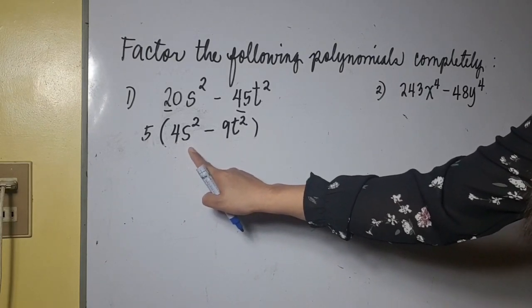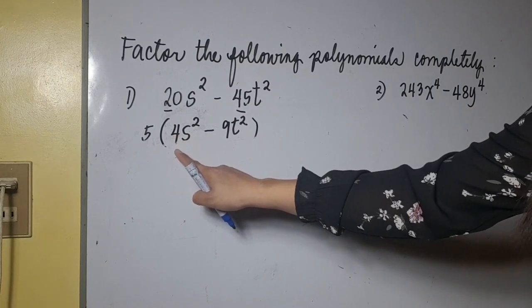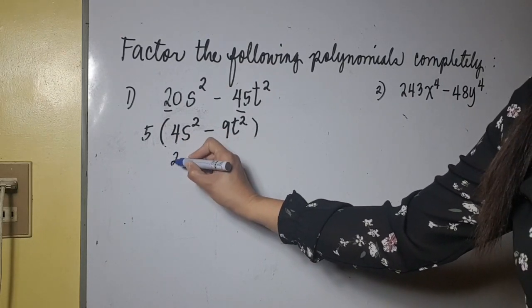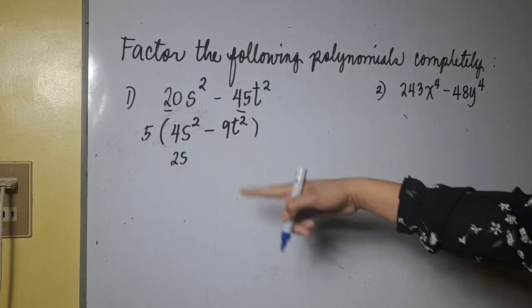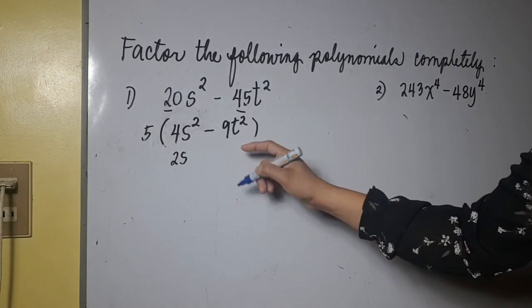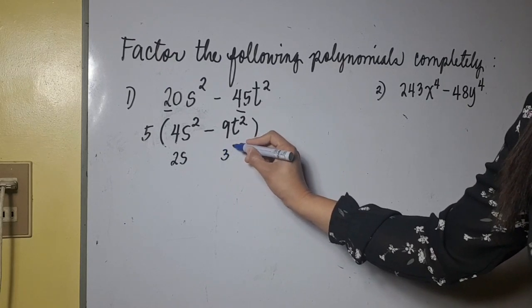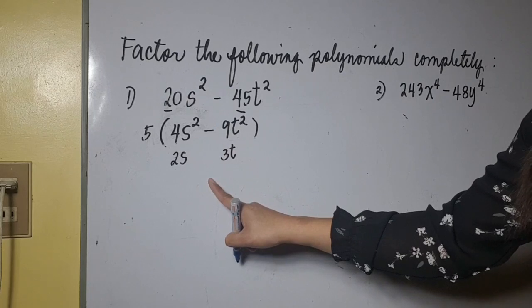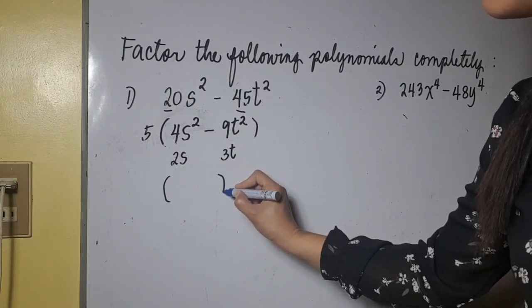4s squared. What is the square root of 4s squared? So it must be 2s. What about 9t squared? So we have 3t. Since it is a difference of two squares, you can factor it.